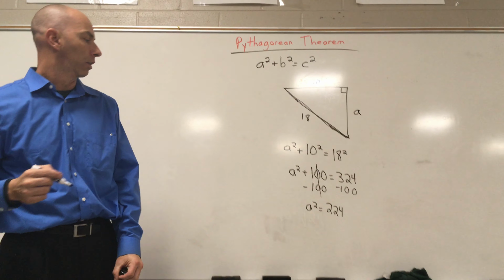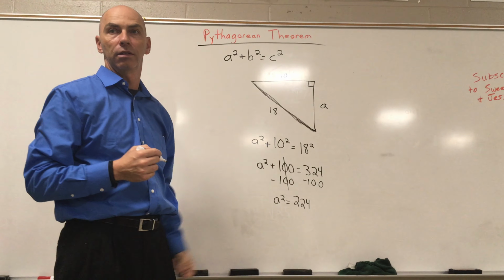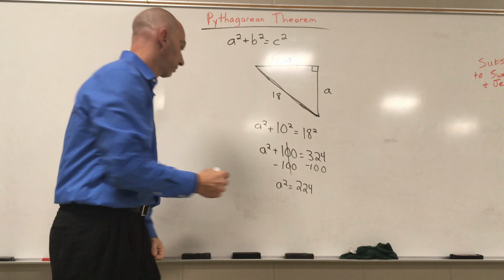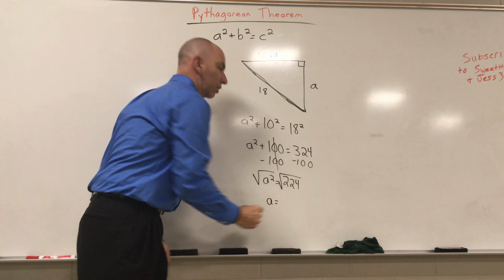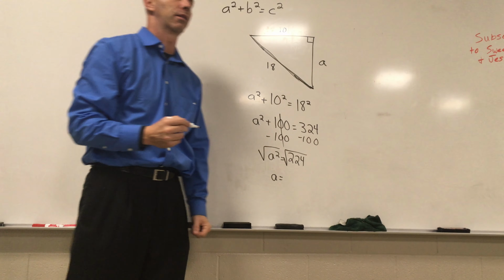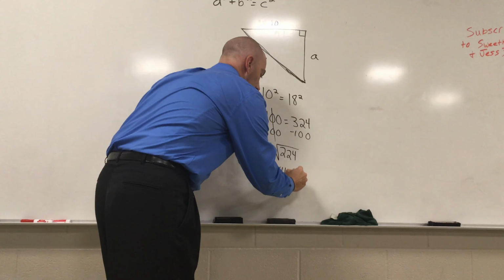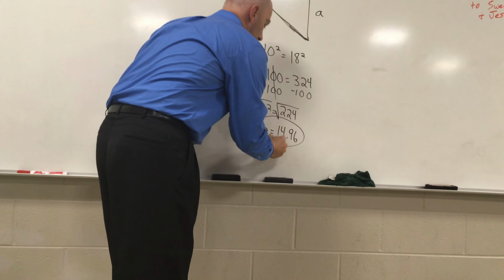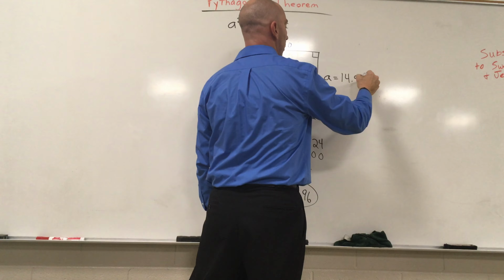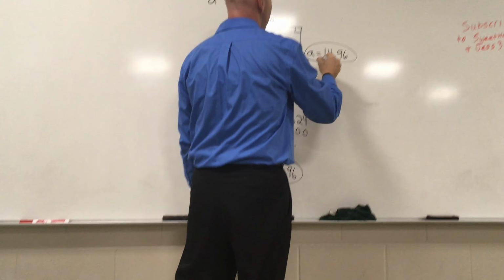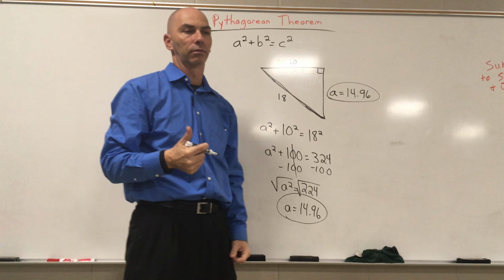All right, so what do we do here to find what A is? What is this thing called? Square root. Find the square root. Which is A, it should be a decimal. We got, Darnell? 14.96. Let's just leave it like that. Because if we round that to the nearest tenth, it'll be 15. So we'll keep it right there. So the A side is 14.96, if that's 10 and that's 18. Good.